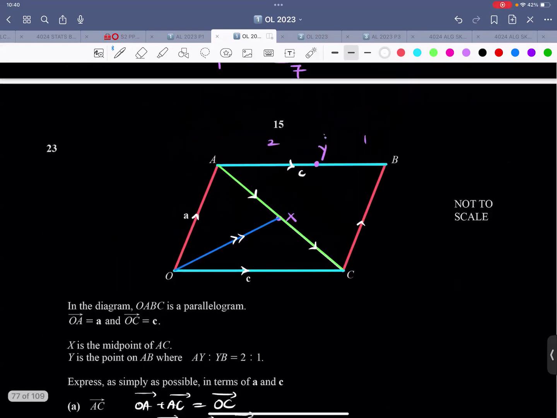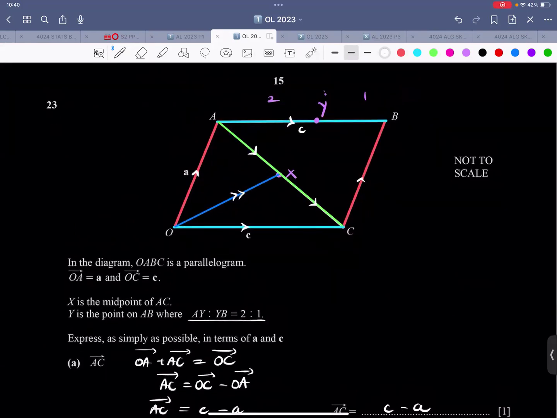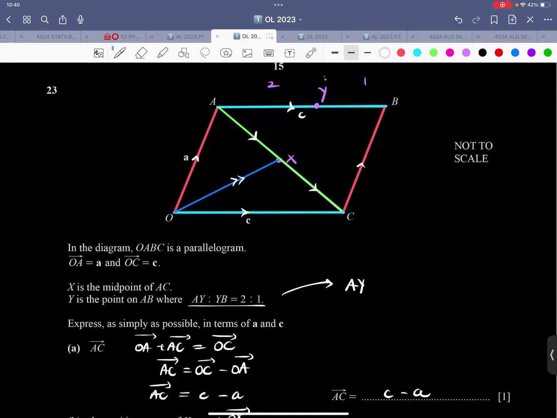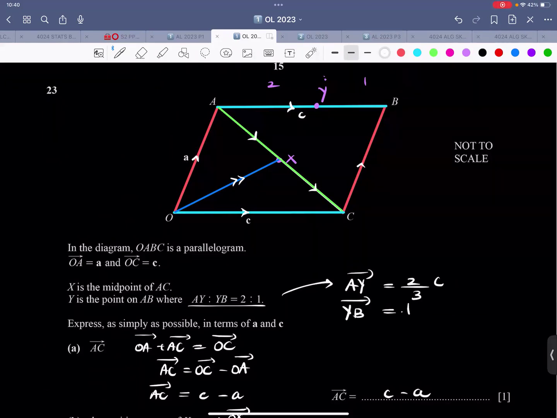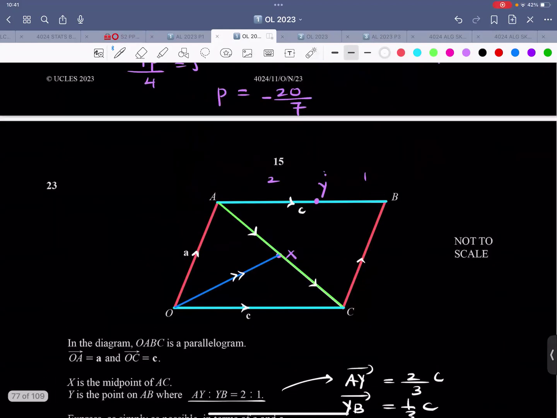Now YX. Now AY to YB is 2:1, and this whole thing is C. So therefore, AY is in a ratio of 2:1, so it's 2/3 of C. Similarly, if they were asking me for YB, that would be 1/3 of C. But I'm interested in AY. We need YX.